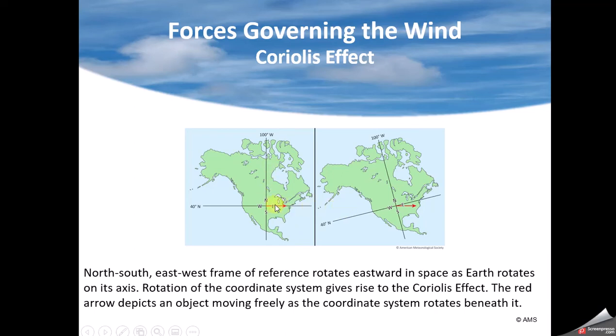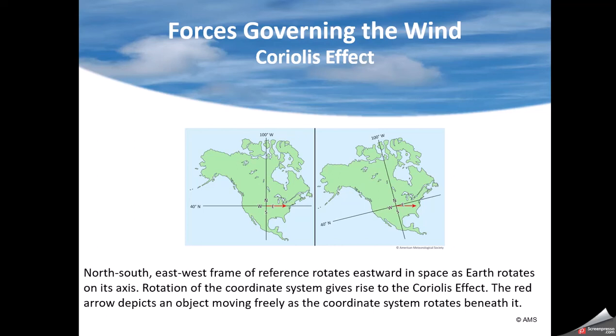So what happens is that same location relative to its south has moved. There's been a force exerted on that location, believe it or not, pushing the air to the right in the northern hemisphere and the air to the left in the southern hemisphere. And that is the Coriolis effect.